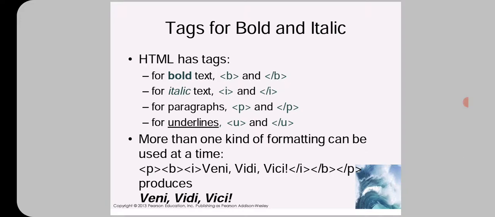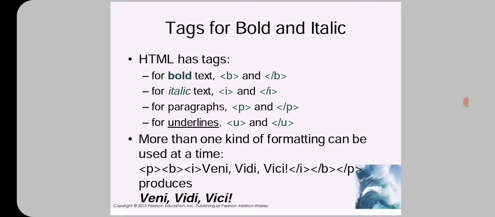HTML has the following tags. B means bold, I means italic, P for paragraph, U for underline. All these are called standard formatting tags, formatting tags, or text formatting tags. B for bold; the syntax is B and slash B. All these tags are double-ended tags or double tags.